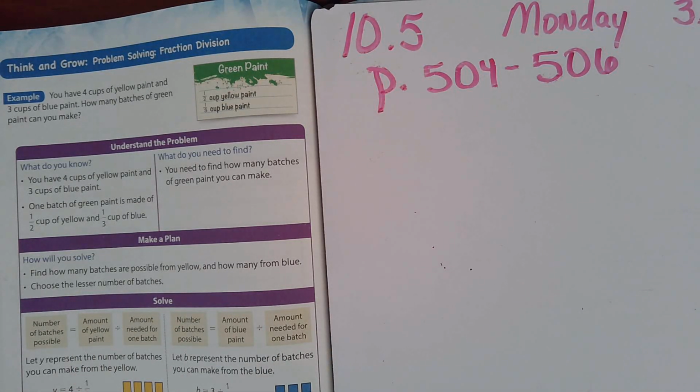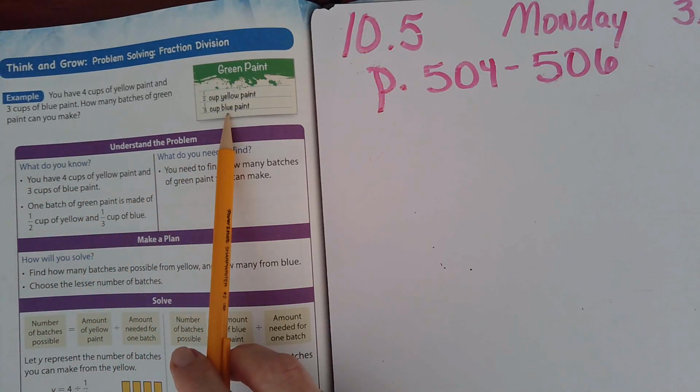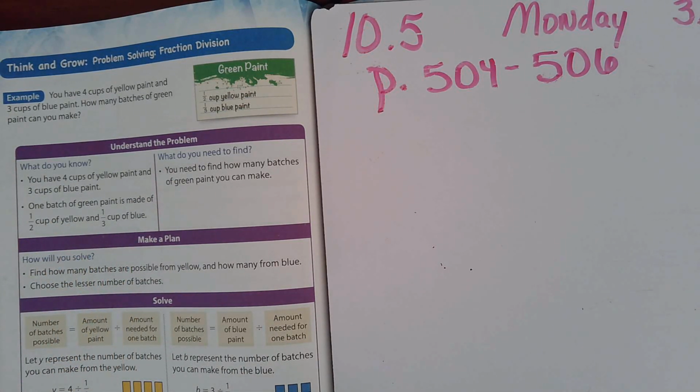All right, so to break down a story problem, we want to look at what do we know? What did the problem tell us? Well, we know that we have 4 cups of yellow paint and 3 cups of blue paint. We also know that to make a batch, you use 1/2 cup of yellow and 1/3 cup of blue. Now the question is, how many batches of green paint can we make? That's what we need to find out.